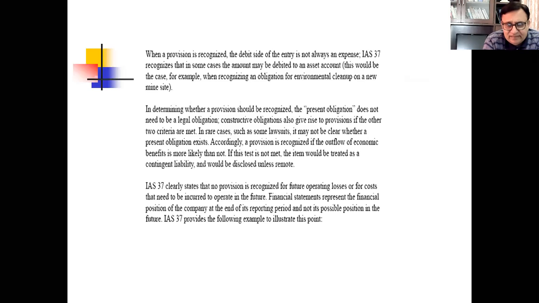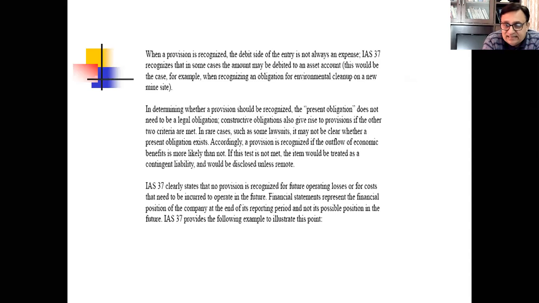In determining whether a provision should be recognized, the present obligation does not need to be a legal obligation. A constructive obligation may also give rise to a provision if either of the two criteria is met. In rare cases, such as some lawsuits, it may not be clear whether a present obligation exists. Accordingly, a provision is recognized if the outflow of economic benefit is more likely than not. If this test is not met, it would be treated as a contingent liability. If it is likely that something is going to be paid by you, then you can make a provision. Otherwise, it will be shown as a contingent liability.